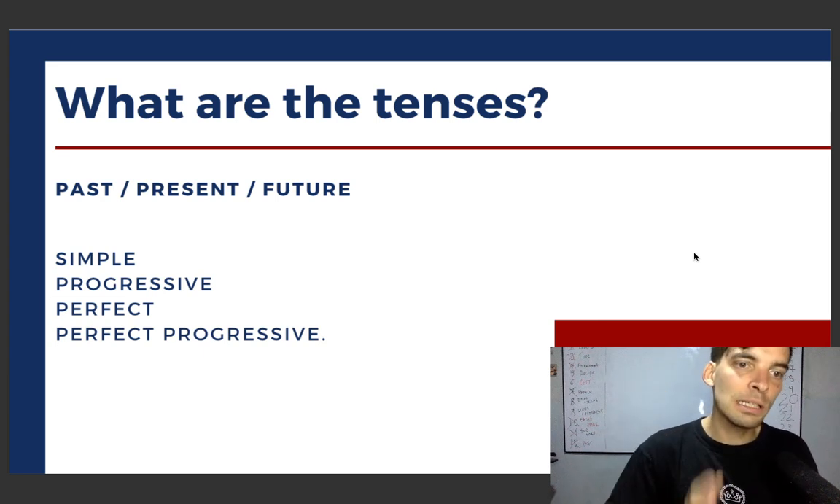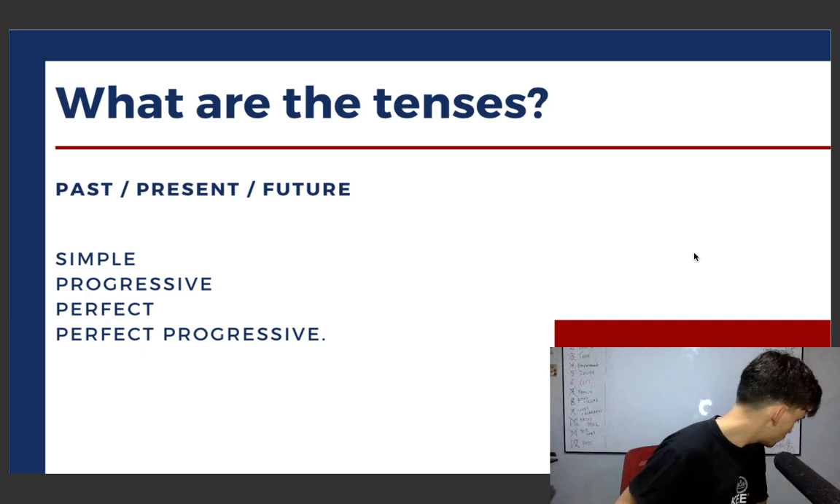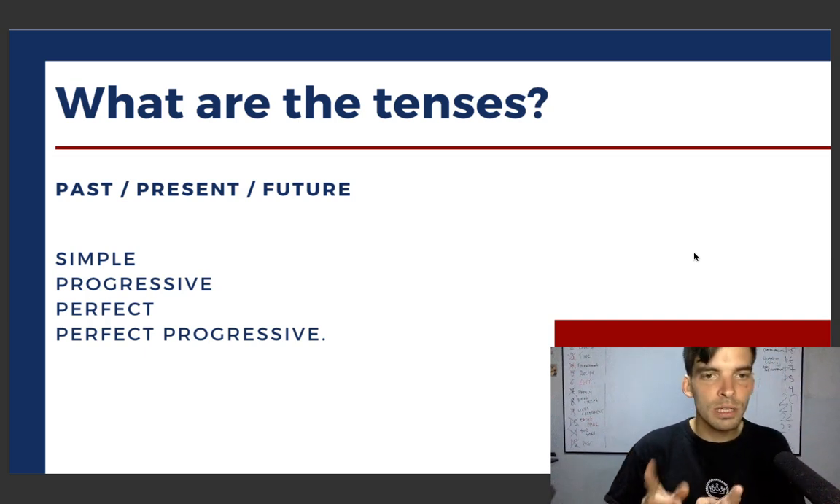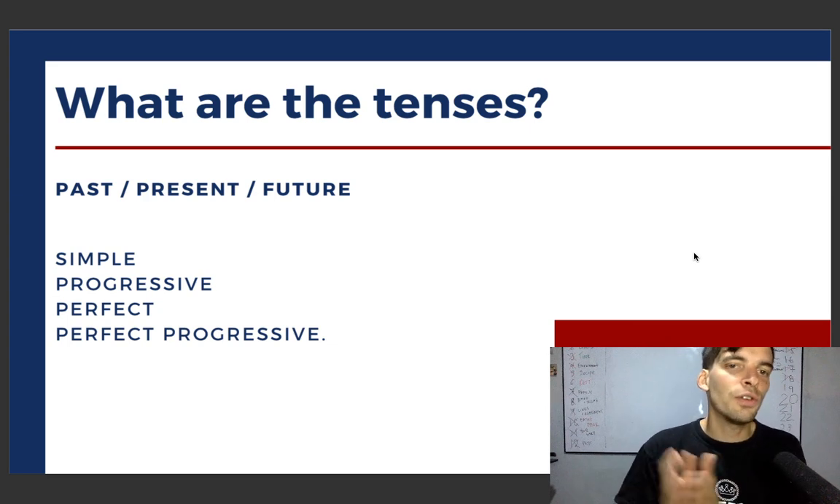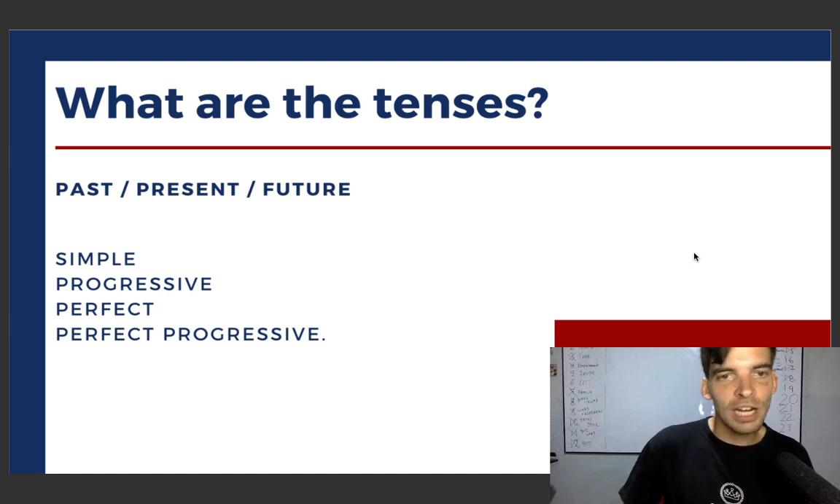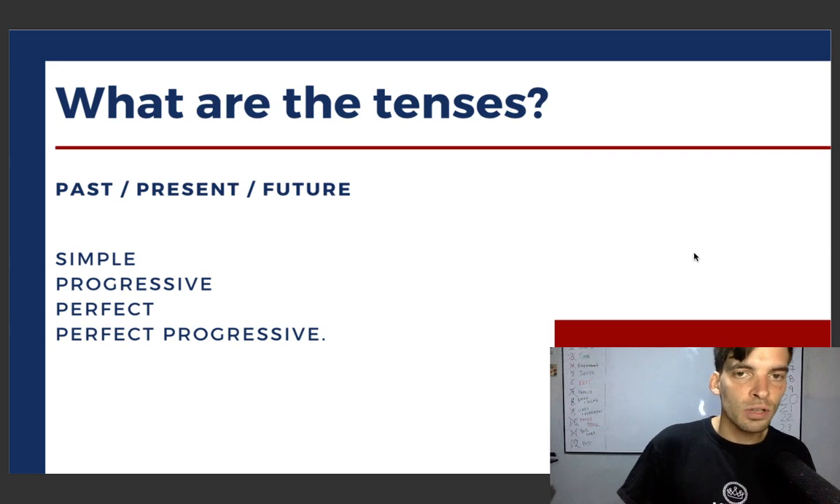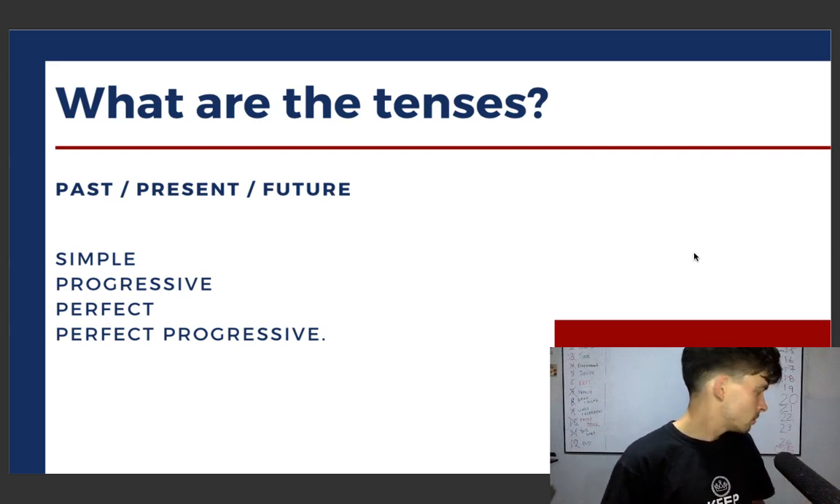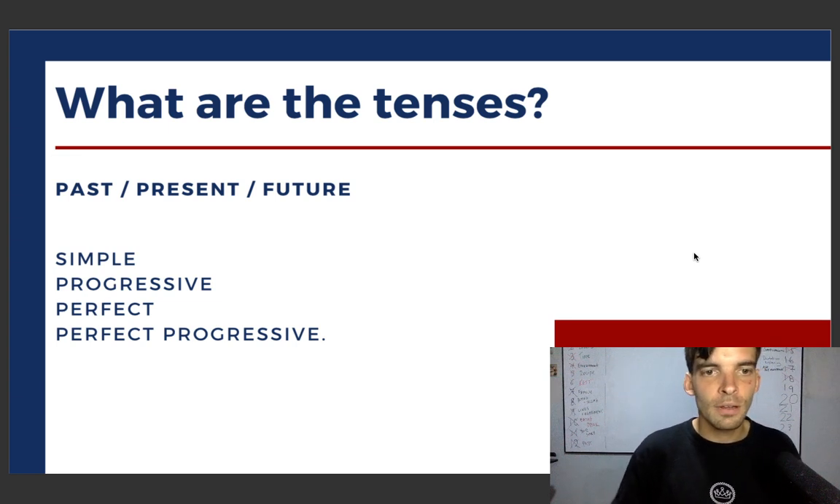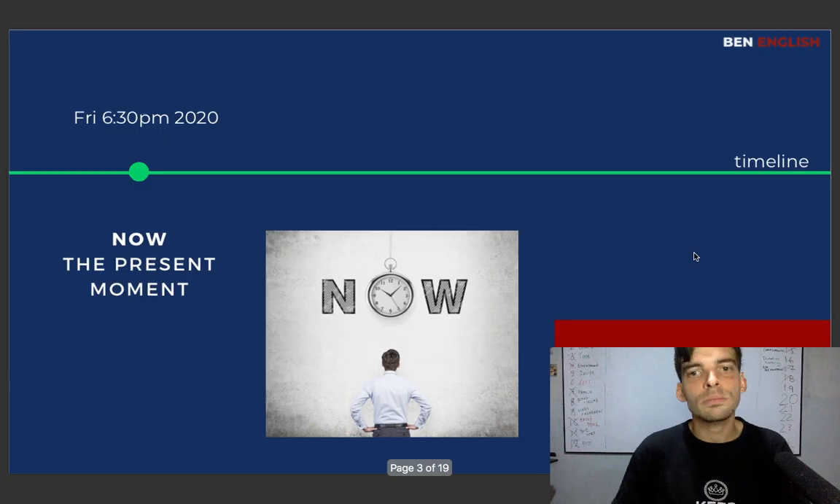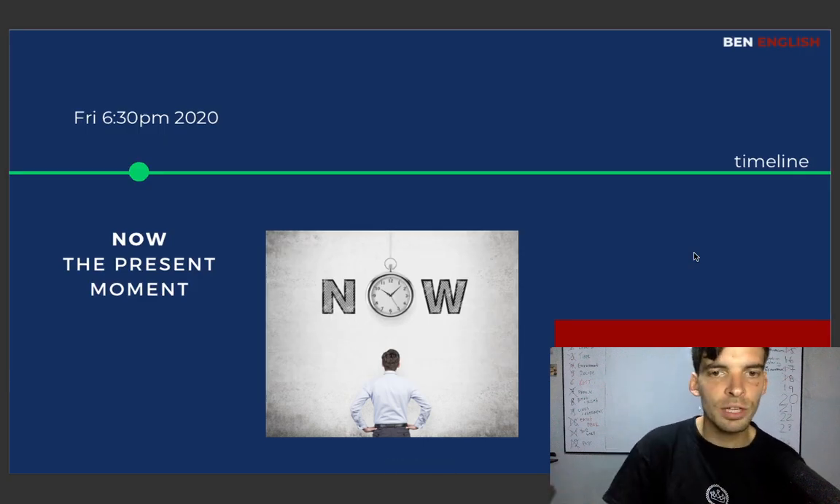The present has the present simple, present progressive, present perfect, present perfect progressive. And the future has the future simple, the future progressive, future perfect, and the future perfect progressive. So any of you guys are mathematicians? How many tenses are there? 12. Yeah? Past times 4, the present times 4, and the future times 4. So 12 tenses. So we're going to be looking at them one by one. I hope this helps. So first off, let's look at this image here I've got.